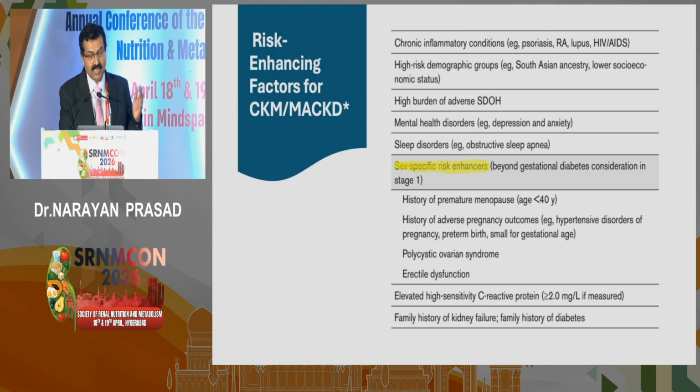Other important risk enhancing factors for CKM, particularly in females, are ones we do not take into account during history taking: premature menopause, adverse pregnancy outcomes, polycystic ovarian syndrome and erectile dysfunction. Social determinants of health are also very important, and they are not taken into account by nephrologists when taking the history of CKD patients.